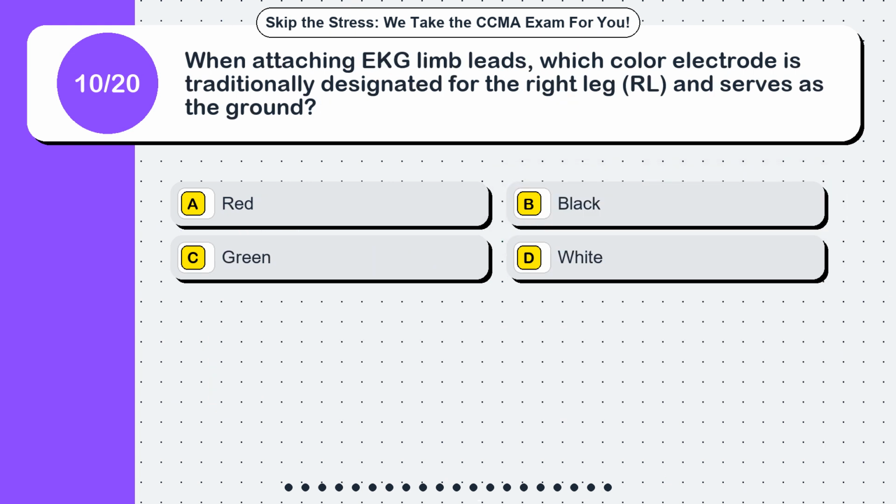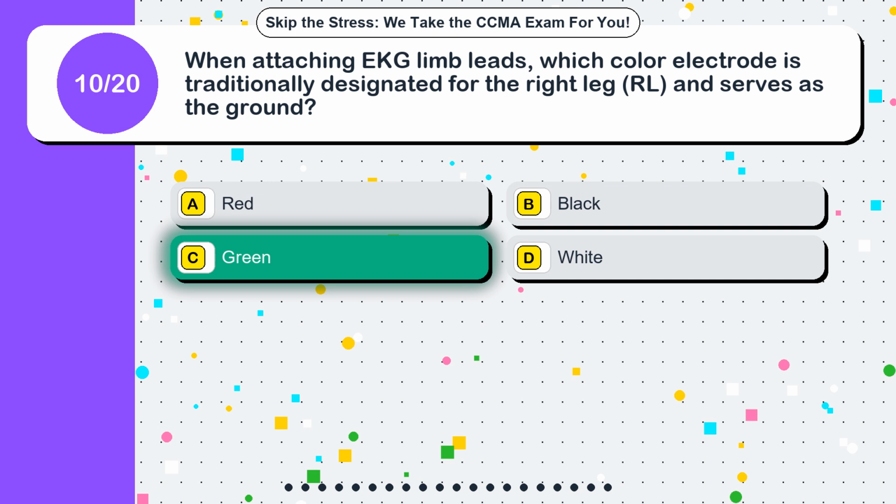Question 10. When attaching EKG limb leads, which color electrode is traditionally designated for the right leg, RL, and serves as the ground? Option A, red. Option B, black. Option C, green. Option D, white. The correct answer is option C, green.